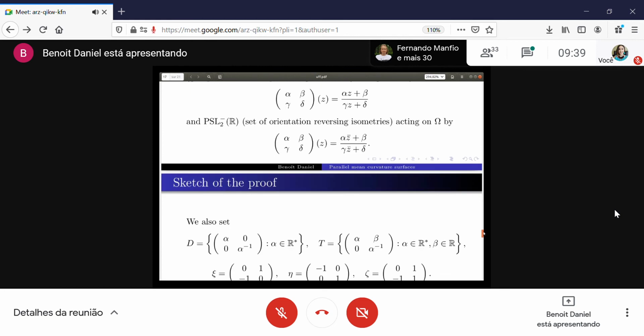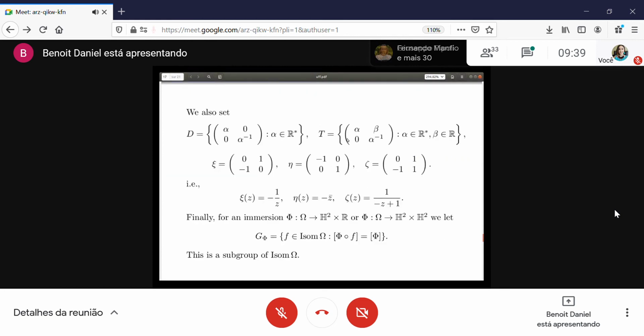And for some reason that I will explain later, I need to consider these particular matrices. D is the set of diagonal ones like this. T is some upper triangular matrices like this. And I consider these particular matrices here, xi, eta, and zeta. In particular, eta here is an indirect isometry. It's a reflection.